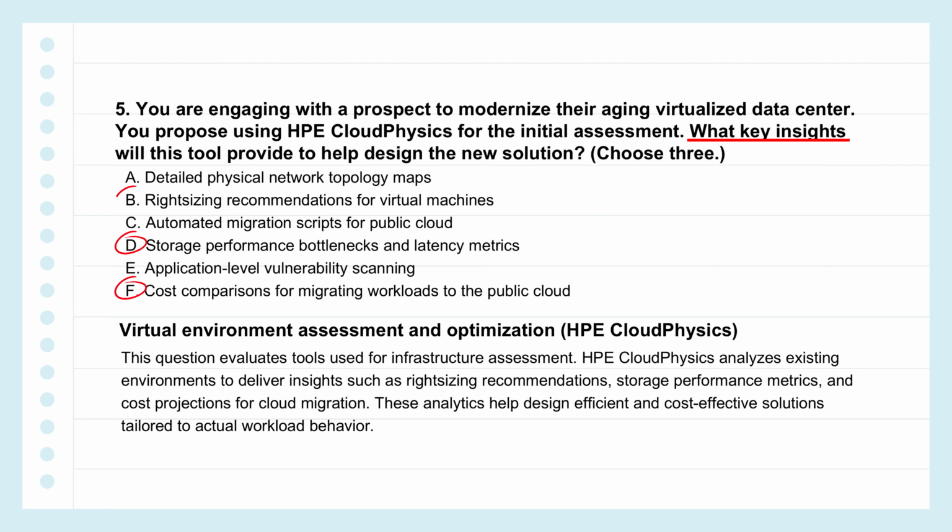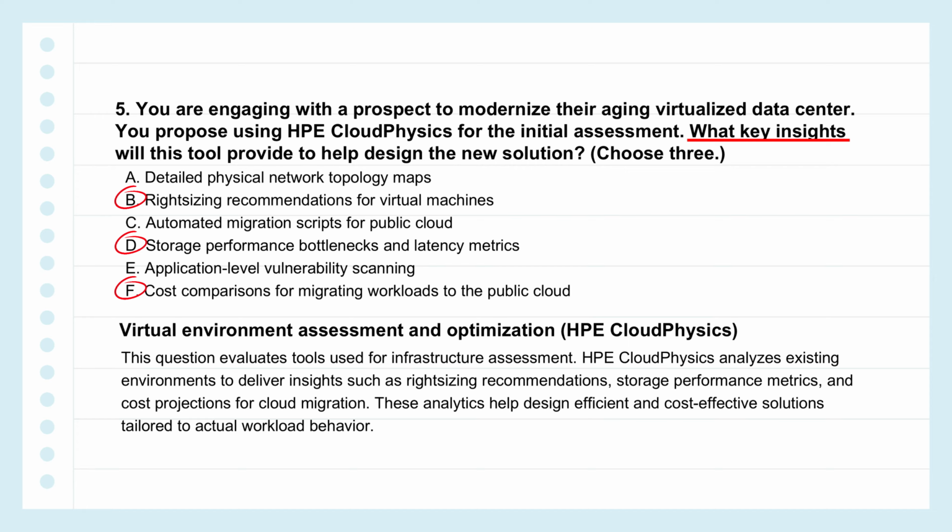Exactly. And the most interesting mechanism is how it achieves option F, which is providing cost comparisons for migrating workloads to the public cloud. How does it do that without actually migrating them? CloudPhysics actually pulls in the live pricing APIs from AWS, Azure, and Google Cloud. Oh, wow. Yeah, it takes your right-sized on-premises workload profile and simulates exactly what it would cost to run that specific workload in the public cloud, down to the penny.